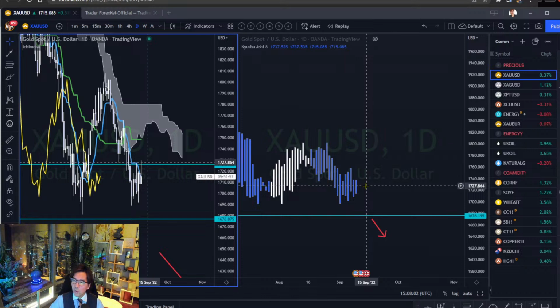So we have to have enough room, enough running pips to hold over the weekend. And I would say 30 to 40 pips running profit is enough to hold over the weekend if you want to, or simply fix profit and then come back Monday.